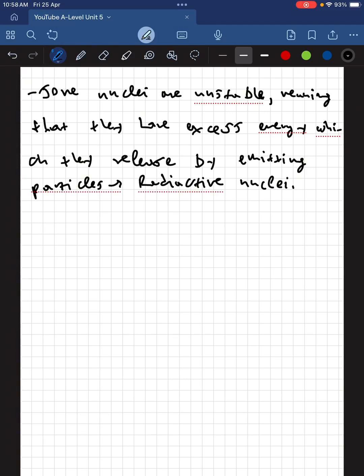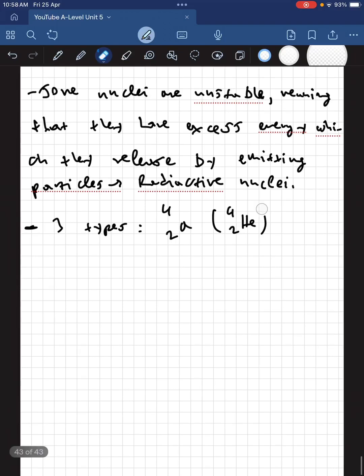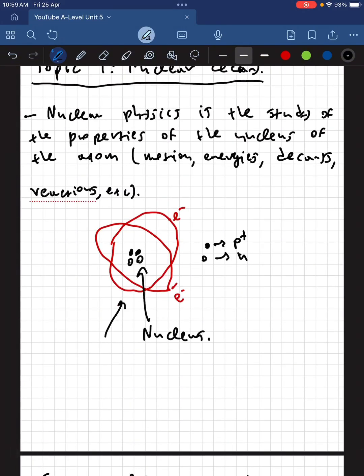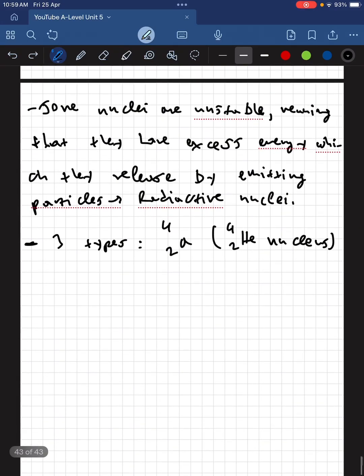What kind of particles do they emit? It can be anything, but the most popular types of decay are, I'm going to write it here, 3 types are the most popular. Alpha decay, and an alpha particle is the helium-4 nucleus. So if we go back to this picture here, the helium-4 nucleus is what's in the middle, okay? So it's the helium-4 atom with the electrons removed, okay? So that's the first type.